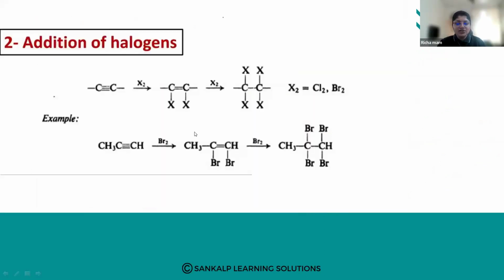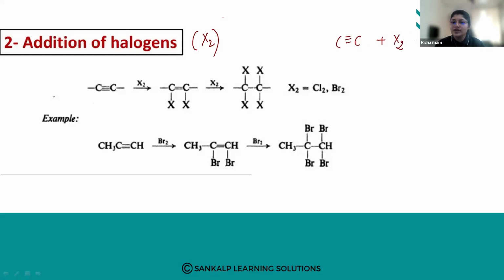So next is addition of halogens. Halogens means X2. So addition of halogens. Now what will happen? How will you add the halogens? Now I have a triple bond here. You can see I have a triple bond, so that is carbon, triple bond, carbon. So I am adding a molecule of a halogen.